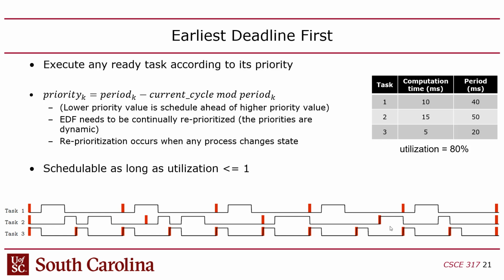Make sense? Okay. And in this case, the utilization is 80%, which means that 20% of the time nothing is running. For example, right here, you can see 0, 0, 0. At this moment in time, nothing's running, right?